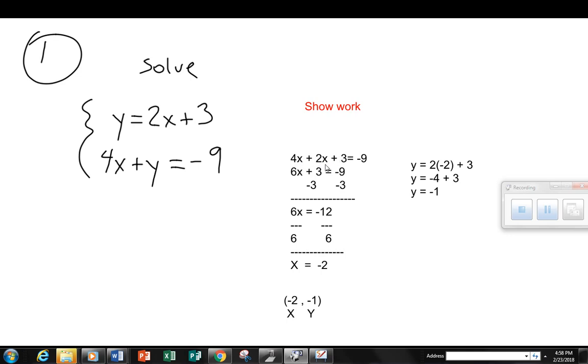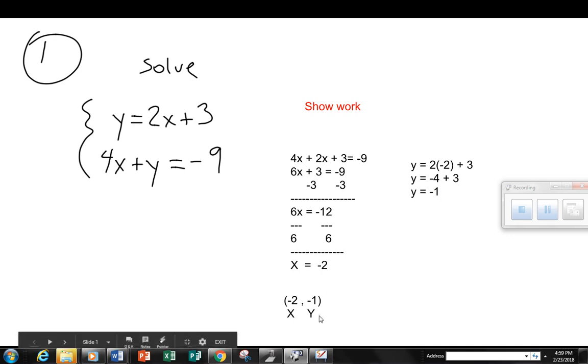So that 4x and 2x combine to give me 6x. Still have my plus 3, my minus 9. Subtract 3 on both sides gives me 6x equals negative 12. Divide by 6, and that gives me x equals negative 2. Half of the answer. The other answer, I take that negative 2 and I plug it in where there's an x. So I get y equals 2 times negative 2 plus 3, which gives me y equals negative 4 plus 3, which is y equals negative 1.